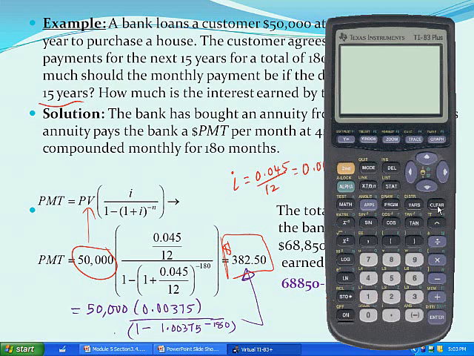Let me show you the calculator entry for this. So we have 50,000 multiplied with 0.00375. Then we are going to divide with 1 minus 1.00375 to the power negative 180. That needs to be within a parenthesis. 1 minus 1.00375 power negative 180, then close the parenthesis.